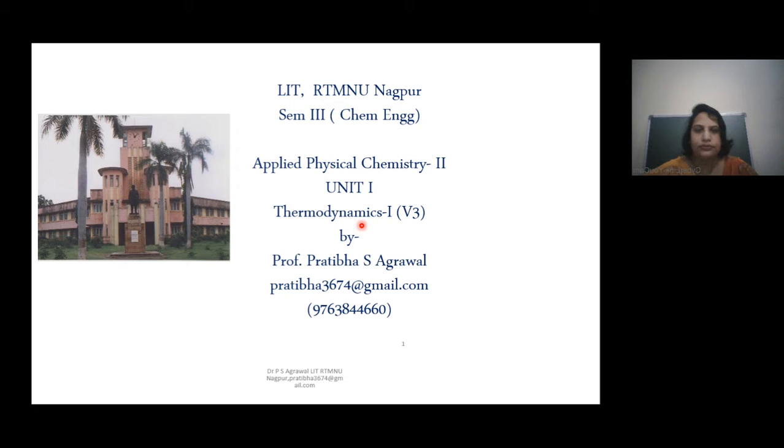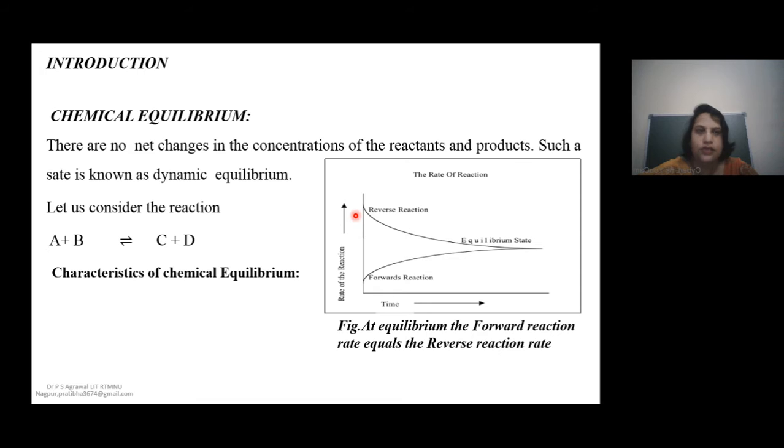Good morning. We are going to see the second part of Unit 1, Thermodynamics 1. In this, we are going to study chemical equilibrium. In a chemical reaction, chemical equilibrium is a state in which both the reactants and products are present in concentrations which have no further tendency to change with time.